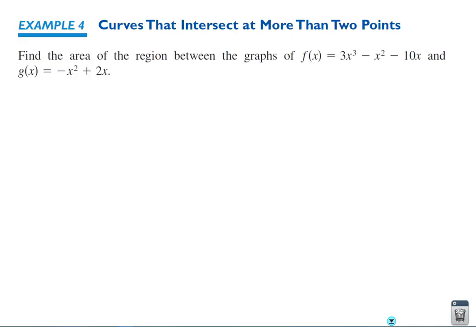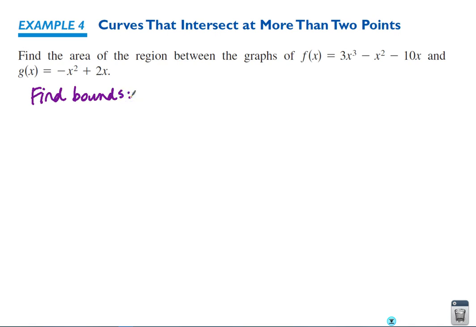Okay, let's do another practice problem here. Find the area between the graphs of f of x equals 3x cubed minus x squared minus 10x, and g of x is equal to negative x squared plus 2x. Now, did they give you bounds? They did not. So that means you need to come up with them on your own, and to do that, you define the bounds.